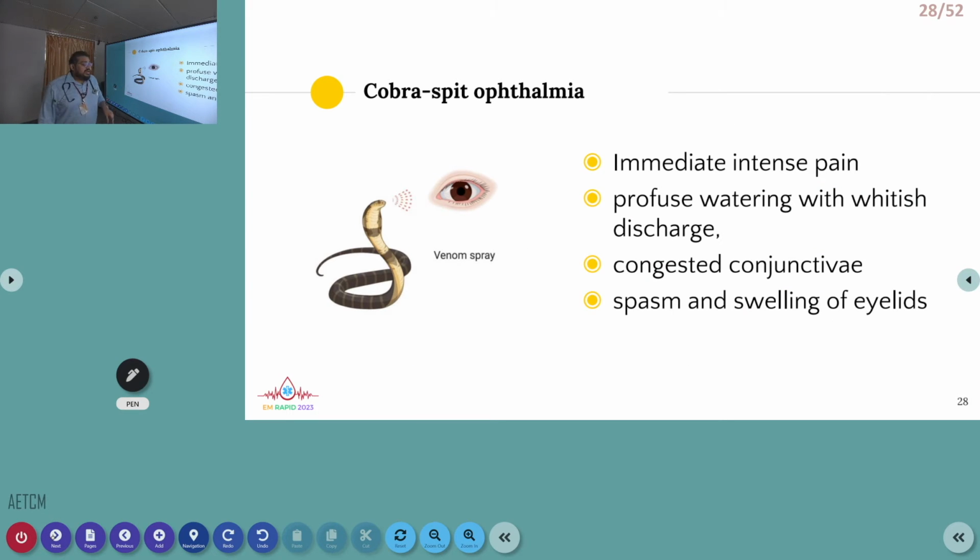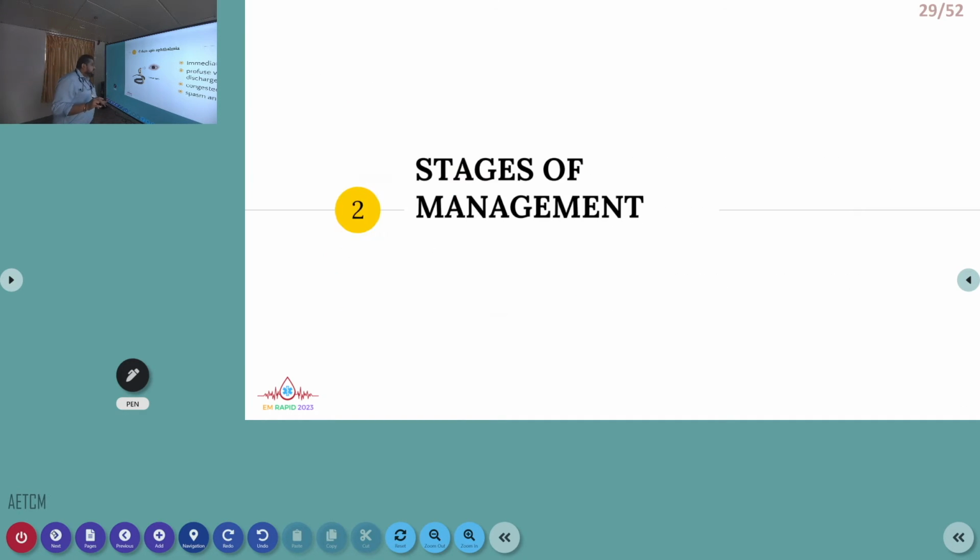Now there is an entity called cobra spit ophthalmia, for which you do not need anti-snake venom. It can cause intense pain, profuse watering with whitish discharge, and you can have a congested conjunctiva, spasm and swelling of the eyelid. You just need to have a thorough washing of the eye. That is more than enough.